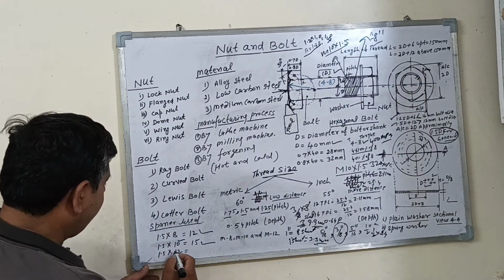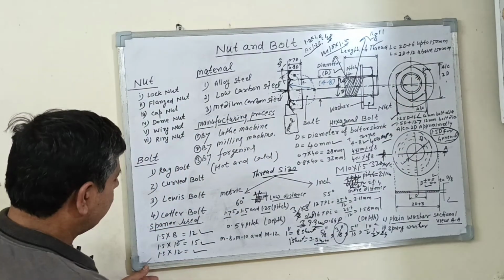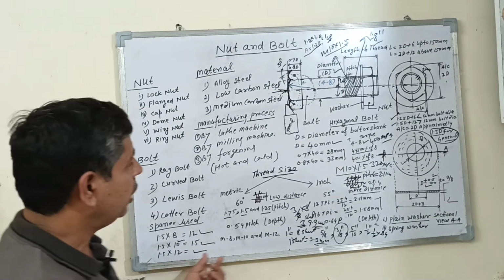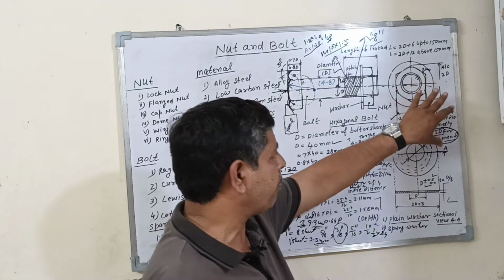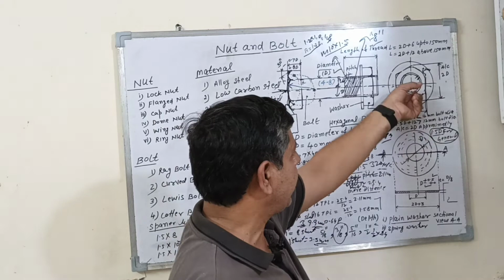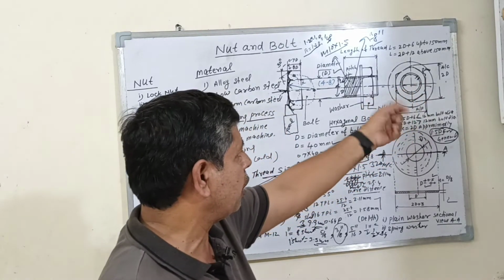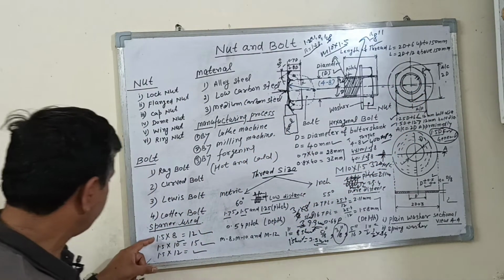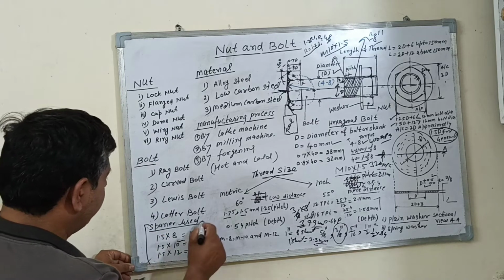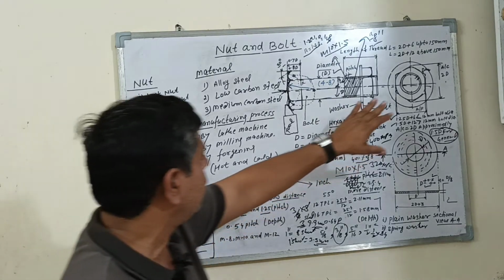So 1.5 into D, you can calculate this dimension. Then you will use an open type or closed type spanner for tightening and closing the nut and bolt. You will use this formula for the different types of spanners used to tighten the bolt.